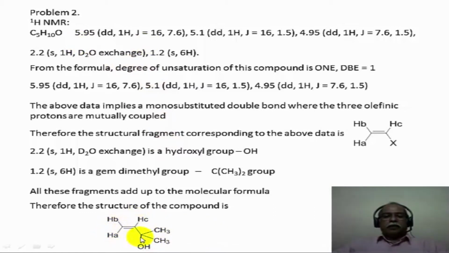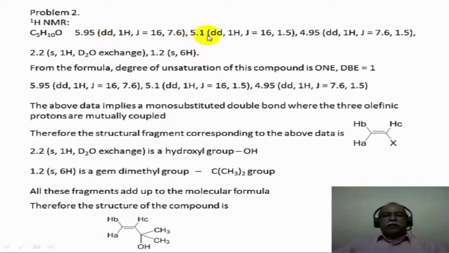In this particular problem, you have 3 hydrogens of olefinic type, and you have 3 signals in the olefinic region from 4.95 to 5.95. You also have the trans coupling, cis coupling, and geminal coupling, corresponding to a large J value of 16, a medium J value of 7.6, and a small J value of 1.5. This resonance, which contains both the trans and the cis coupling, would only correspond to the hydrogen Hc. So Hc comes at 5.9 ppm.